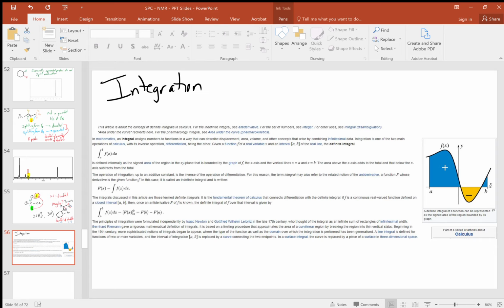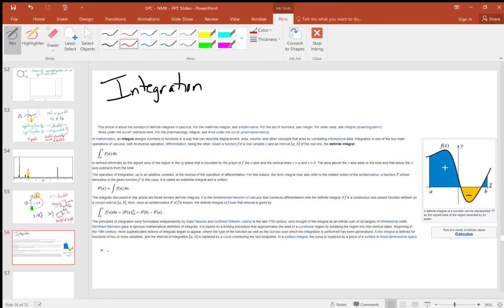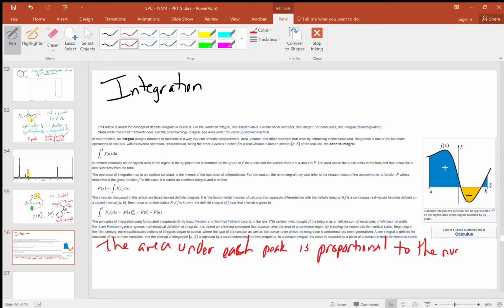So what does it tell us? And why would we care? Well, the area under each peak, it turns out, is proportional to the number of hydrogens it represents. And this is only true for proton NMR. You can't use this for carbon NMR.